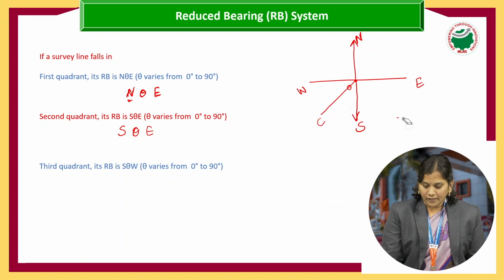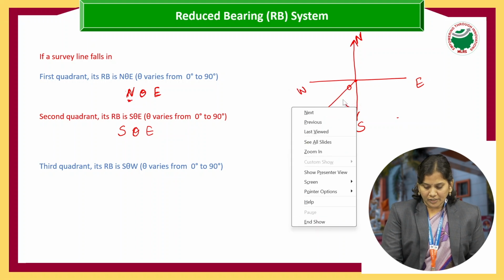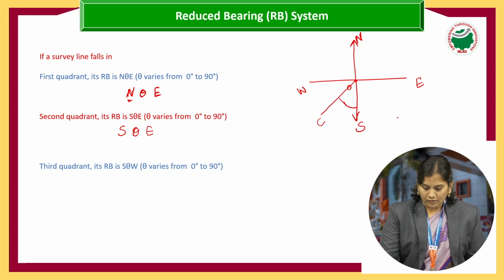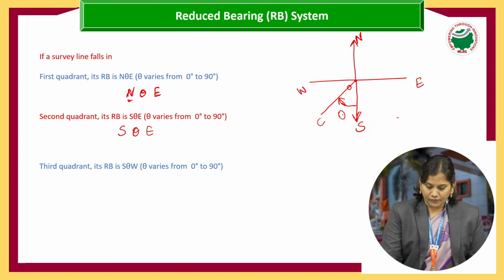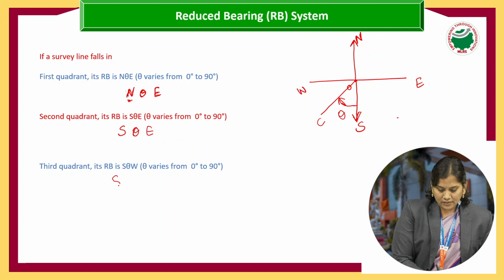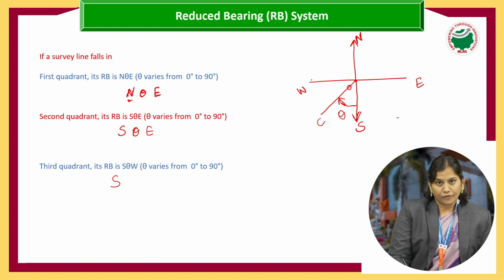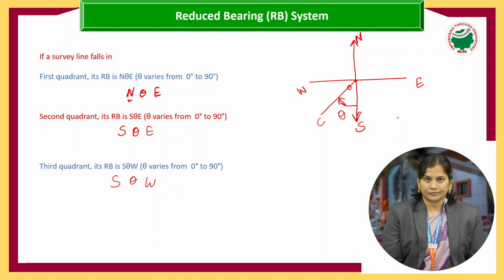again the nearest reference is south, and we will measure the angle in the clockwise direction. If our survey line is in the third quadrant, south is the nearest reference axis and we are measuring the angle in the clockwise direction. Say this angle is theta, the reference axis is south and we are measuring in the westward direction, so that is W and the angle is theta. Okay, that is for the third quadrant.